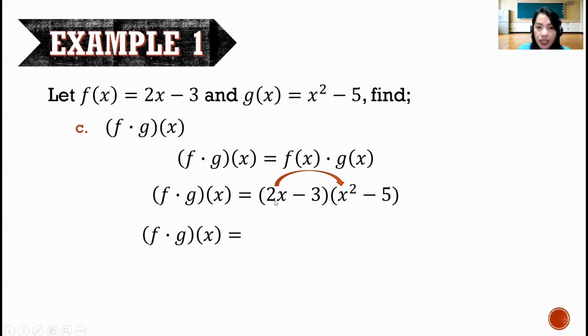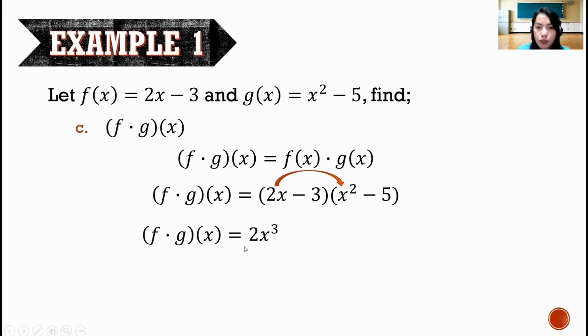So that is 2x times x squared. Ang numerical coefficient ng x squared ay 1. So 2 times 1 is 2. And then copy the variable x. And then you have to add the exponent. Ang exponent ng x dito sa 2x ay 1. So 1 plus 2, the exponent of that is 3.